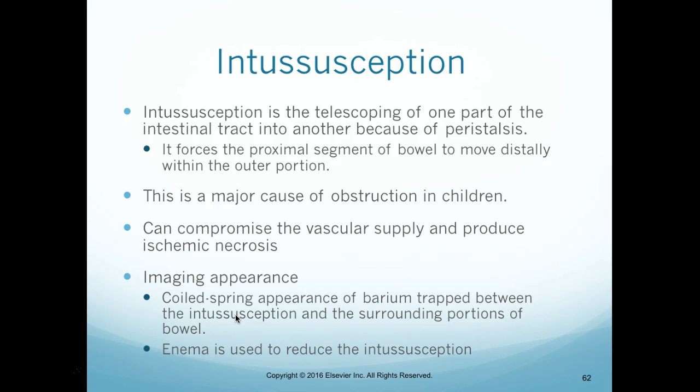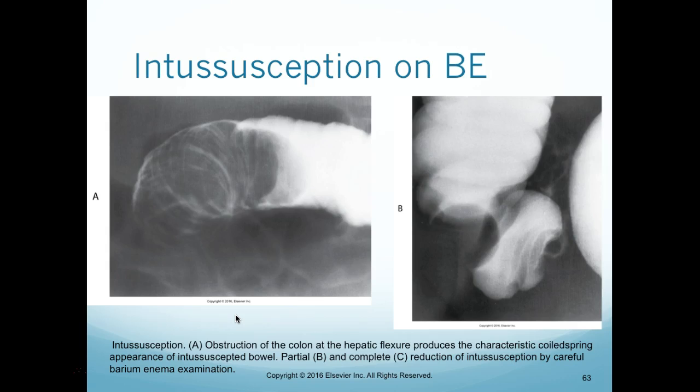So what you're going to see is a coiled spring appearance of the barium trapped between the intussusception and the surrounding portions of the bowel. We use an enema, and the book talks about using a barium enema. We never use barium because, well, I shouldn't say never. Half the time it depended on if we're concerned about them going to surgery or not, because barium, as you know, is a contraindication for surgery. So we'd use Gastrografin and try to reduce it. We could reduce it by doing an enema of some sort.